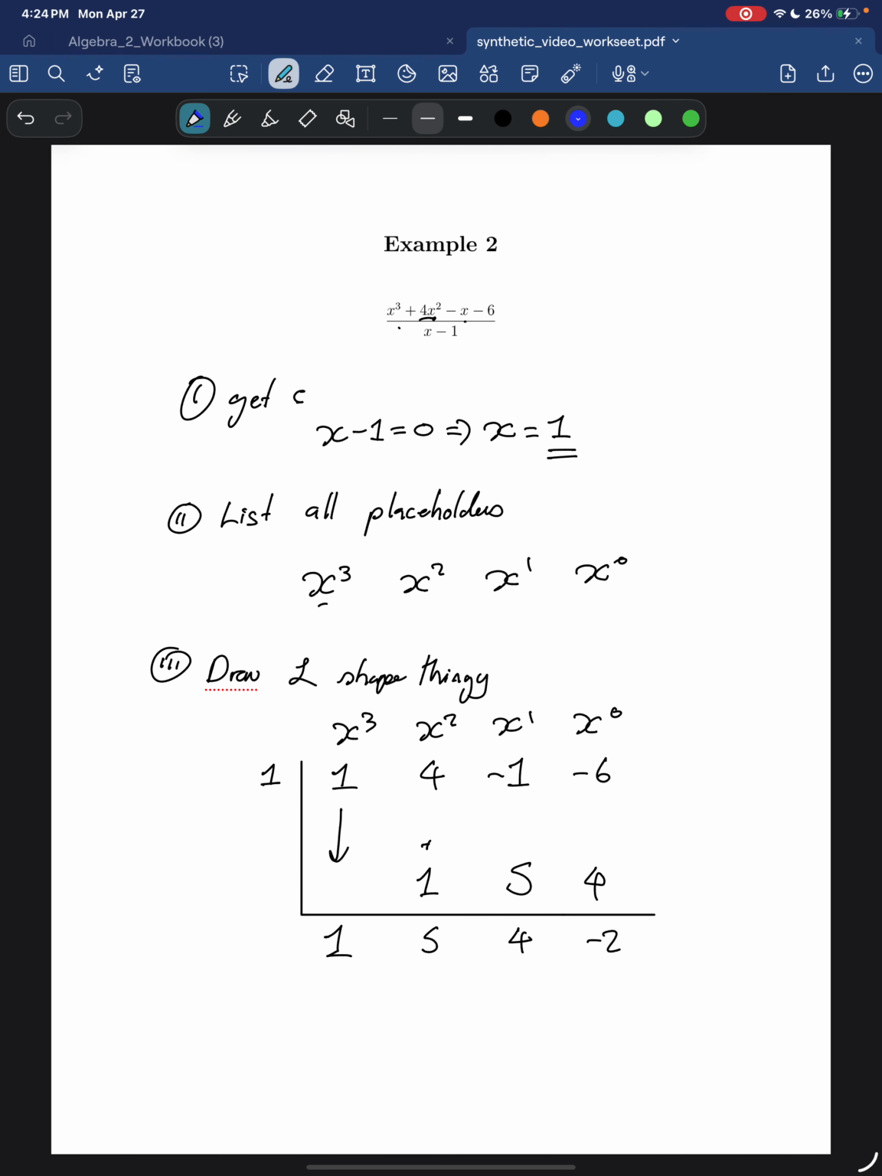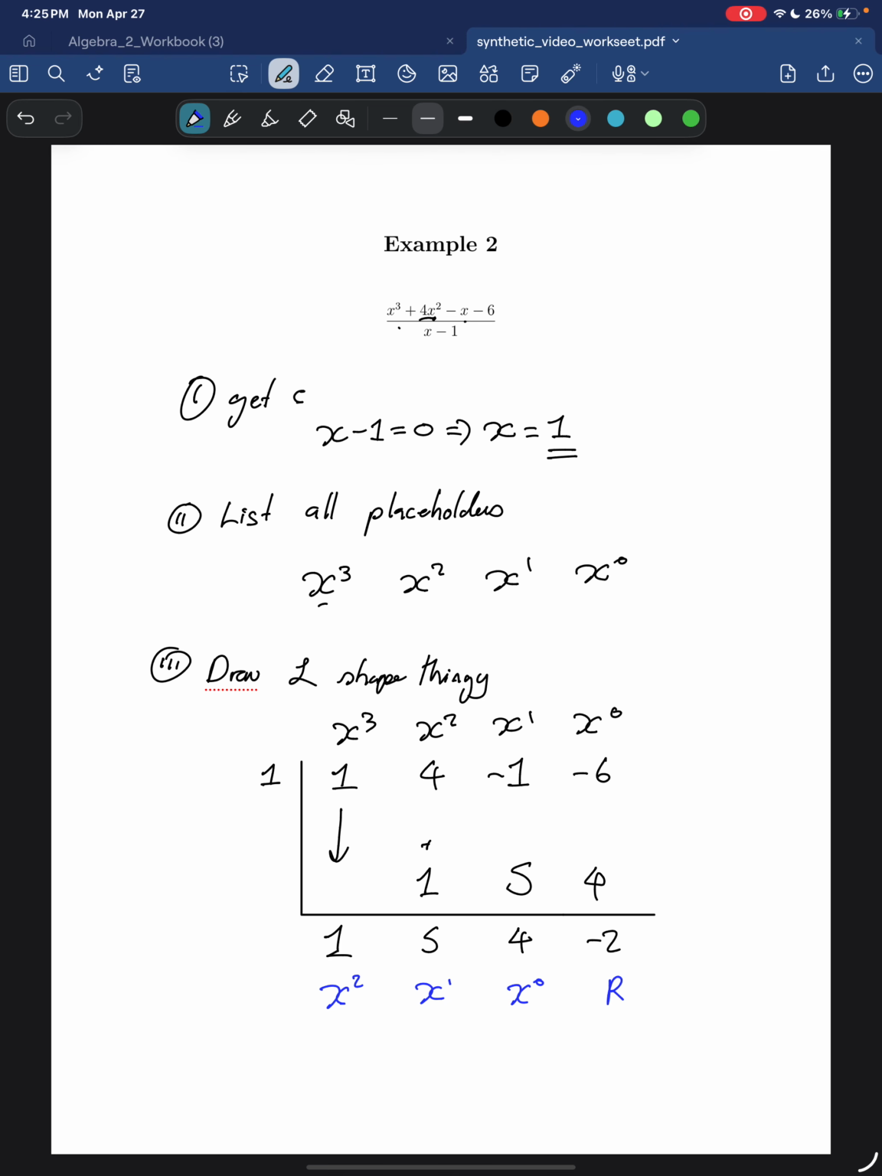So then we know our answer is going to be our exponent value minus 1 every time. So this is going to be x to the power 2, then x to the power 1, then x to the power 0 in our answer. This is going to be our remainder.